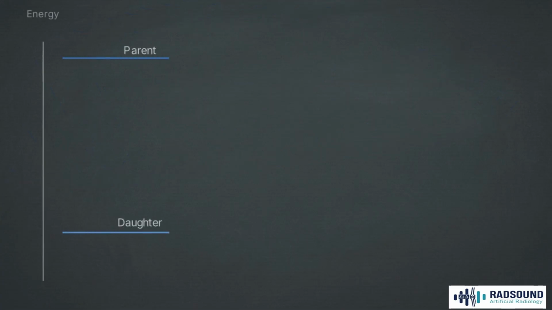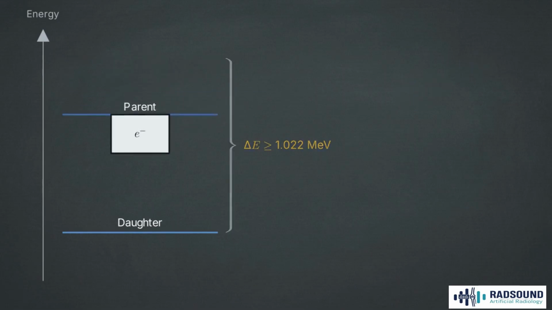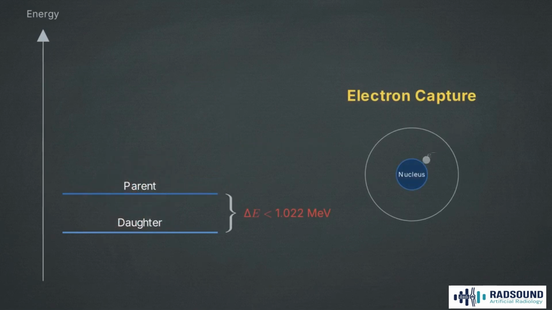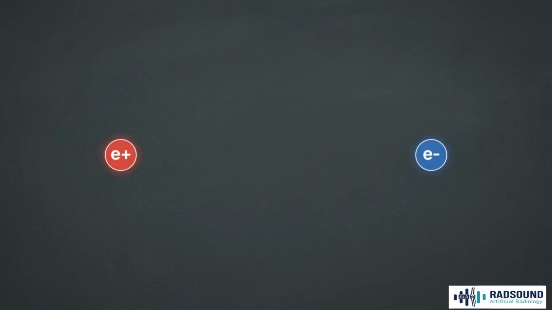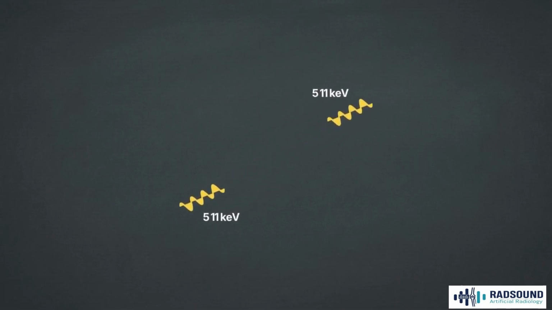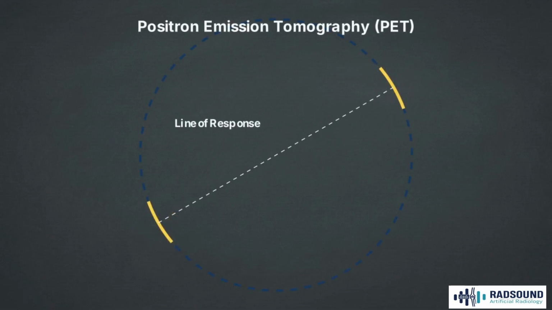Emitting a positron requires energy. The parent-to-daughter gap must be at least 1.022 megaelectron volts to create the electron-positron pair. Below that threshold, the nucleus must use electron capture instead. When a positron is emitted, it soon collides with an electron. Their combined mass is converted into two 511 keV photons, traveling in exactly opposite directions. This annihilation is the physical basis of PET imaging.